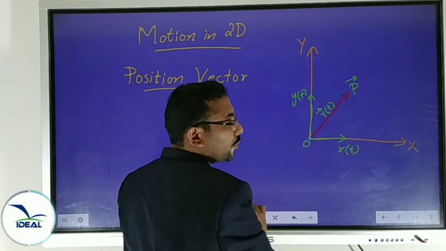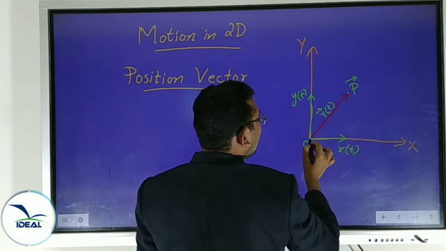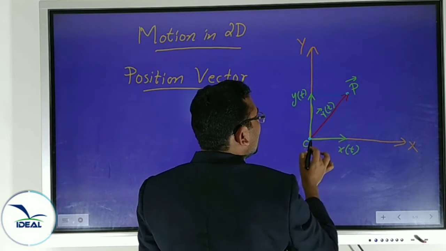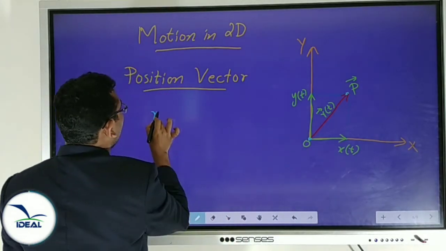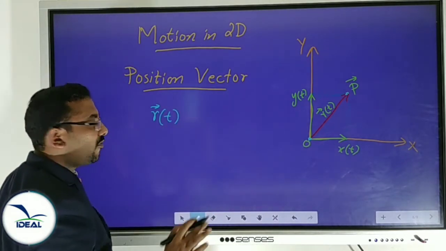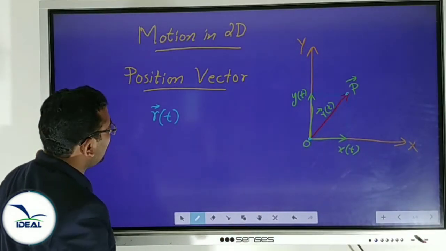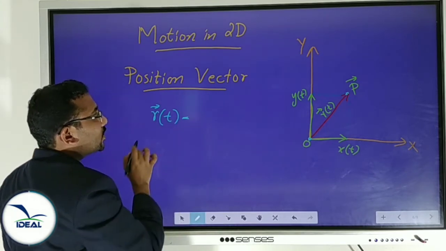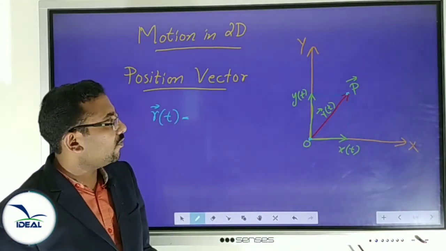This is the reference point O. If the point p is here, then we can draw the position vector from origin to p. It is denoted by vector r, or r of t. In mechanics, all are functions of time. We can write r of t, x of t, v of t, a of t, like that. You already studied this in the first chapter. What is the position vector? The displacement from origin to that point is called the position vector.